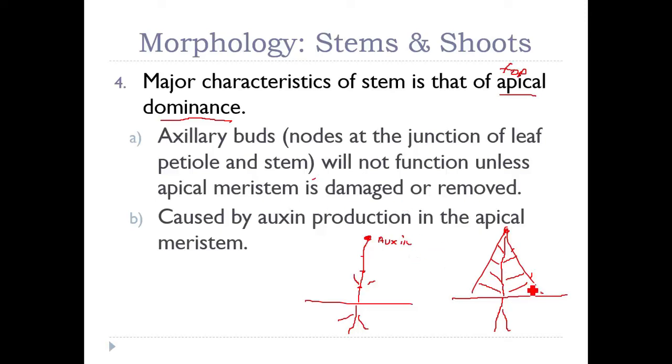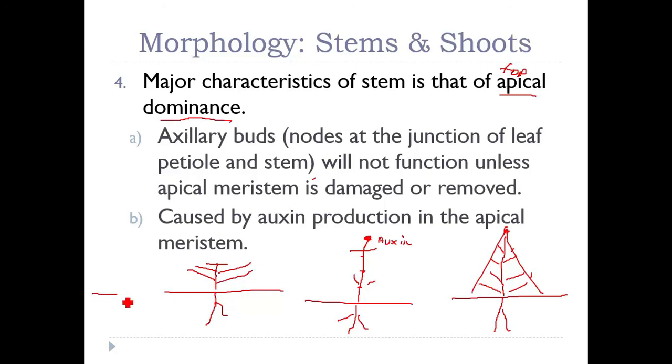These buds generally will not function most of the time unless the apex is farther away or has been removed. If you remove this, and this can happen in a couple of different ways, let's say we've removed the top part of this plant, then we'll start to see a lot of these lateral stems start to grow because this apex has been removed and this inhibitory effect has been in essence removed, stimulating these lateral buds to start growing.